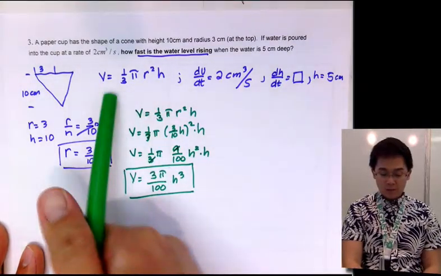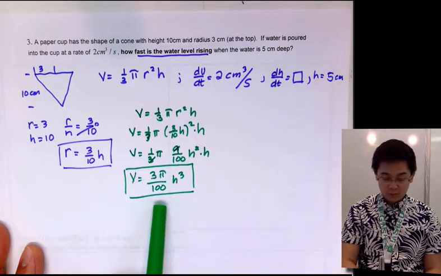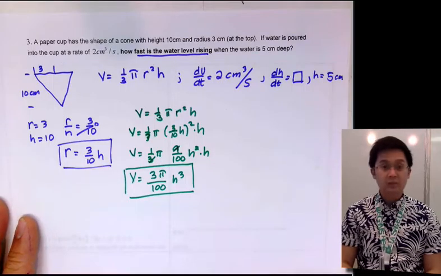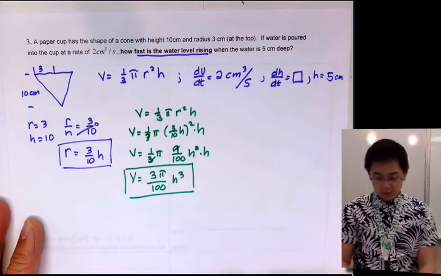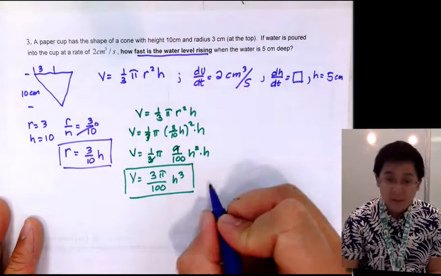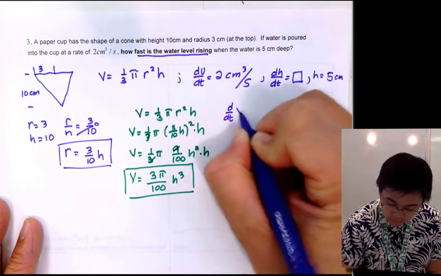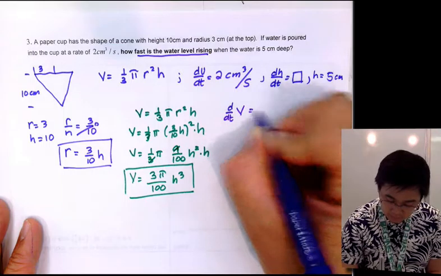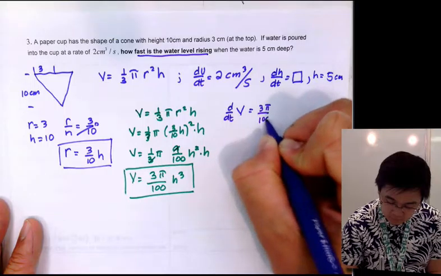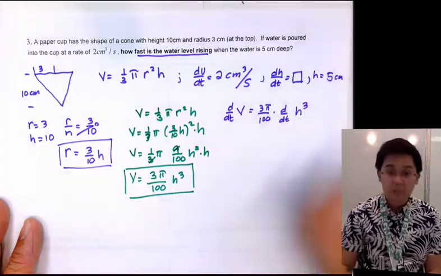So now from this formula of the volume of the cone, now we have the new formula for the volume of the cone, wherein we only have one variable to worry about. So now we can use implicit differentiation to solve our related rates problem. So using this, I'm going to take the derivative of V, and since this is a constant, I'll set it aside, times the derivative of h cubed with respect to time.